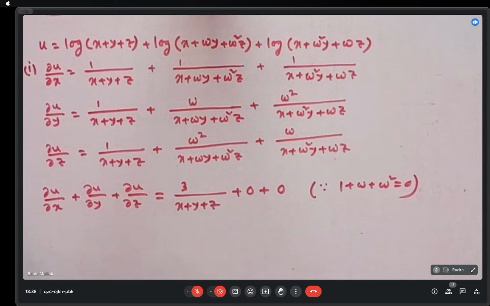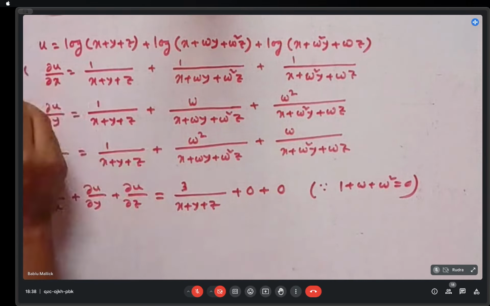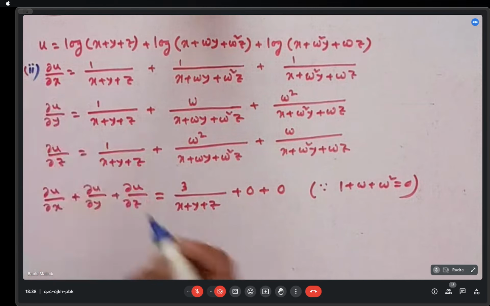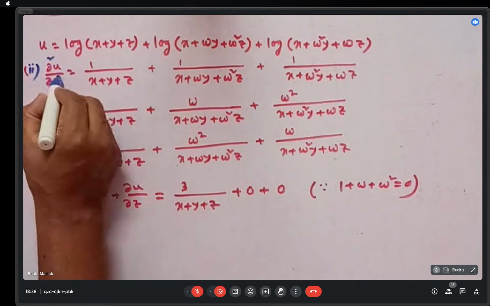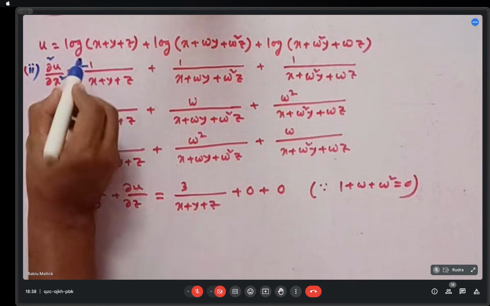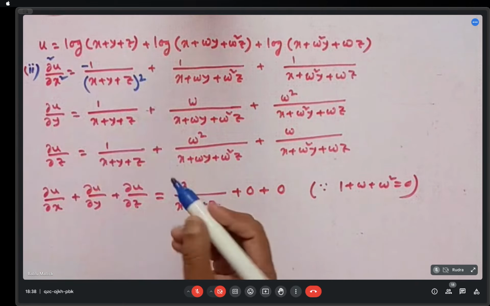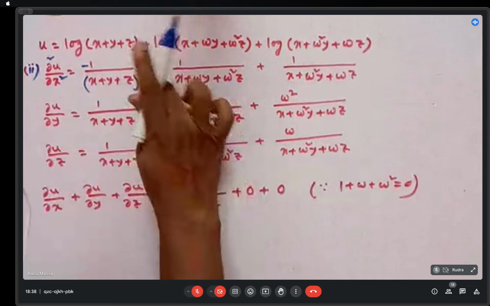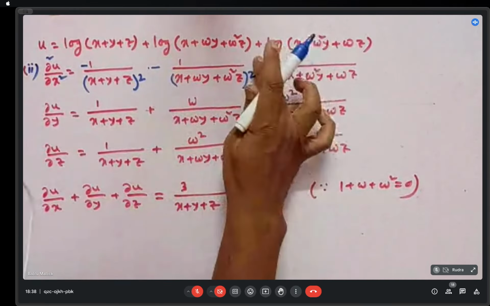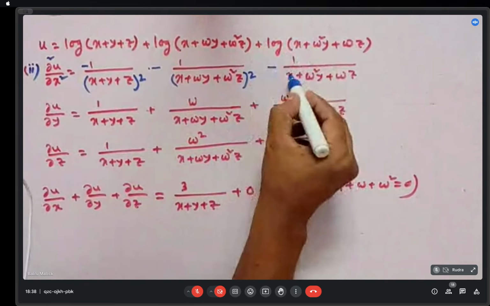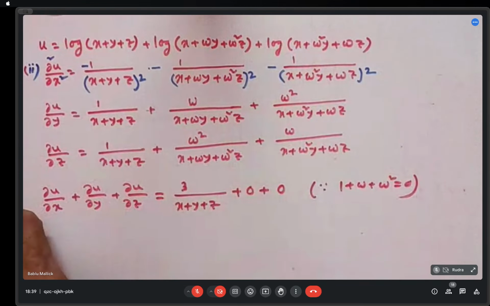Del 2u del y2 is minus of this square. This is minus of with respect to y derivative and it is omega square. This square with respect to y derivative. So here we get omega to the power 4. Omega to the power 4 মানে actually omega cube into omega. This omega cube is 1. So we are getting only omega. So minus of omega by this square.